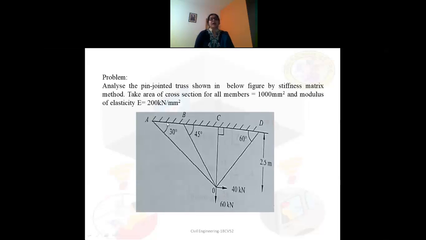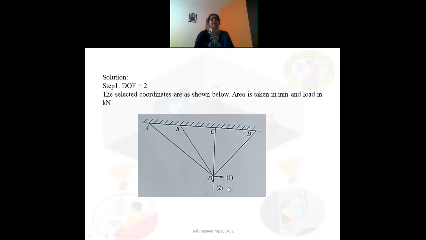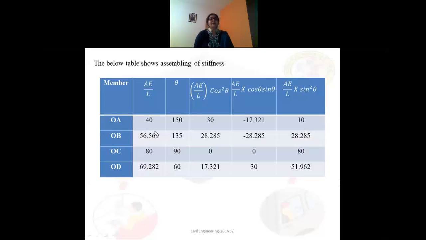Okay, so using the angle, we need to calculate using Pythagoras theorem the length of OA. This angle we know, it is 30 degree. So using this angle and this length, we need to calculate the length of OA, OB, OC and OD. So once we calculate that, we are going to get AE by L, length of OA, length of OB, length of OC and length of OD. After that, substitute the value of area and E value.